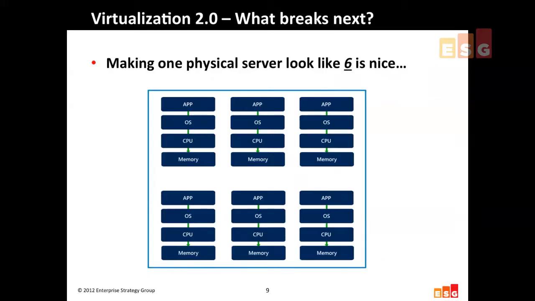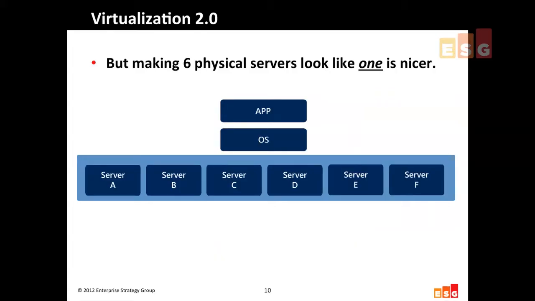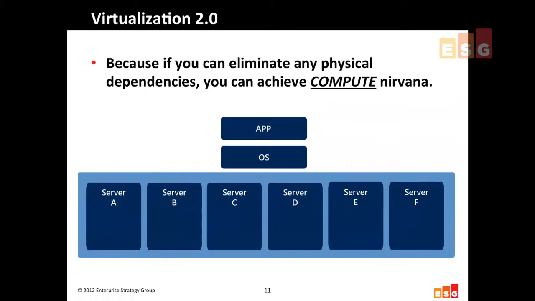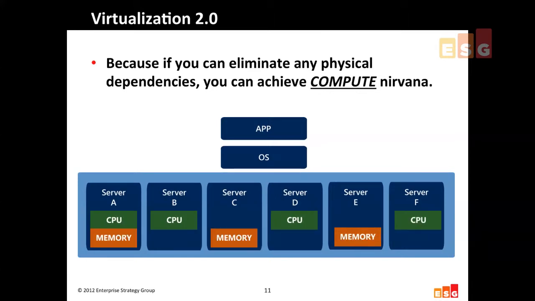Here's where we're going. Making one great physical box look like 6 virtual machines is awesome, but that's not interesting. That's a utilization consolidation play that we had already talked about. What's really interesting is making 6 physical boxes look like 1 to an application. Because once you can do something like that, you break all the physical boundaries associated with the resource collection within those physical boundaries.